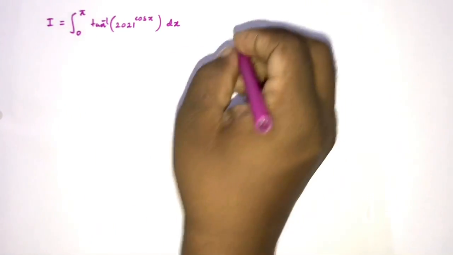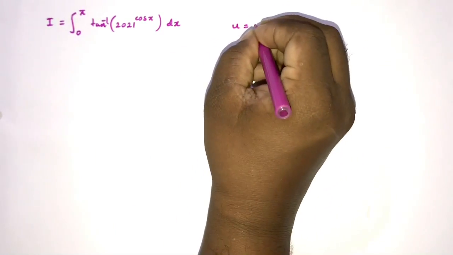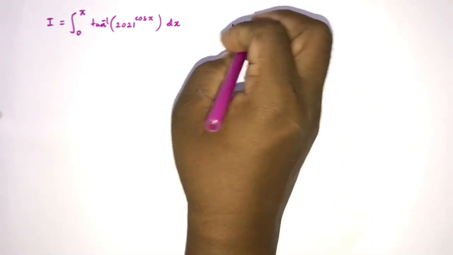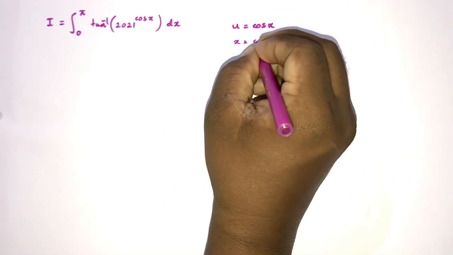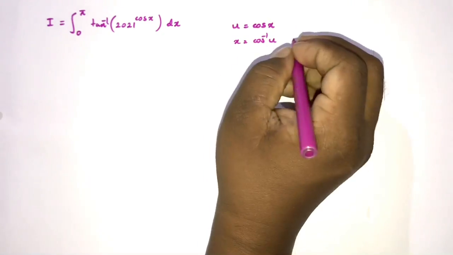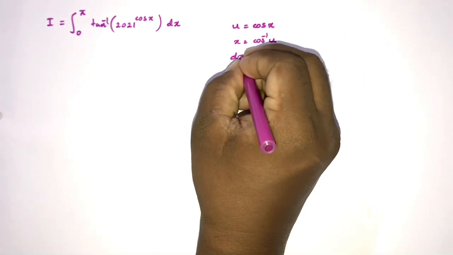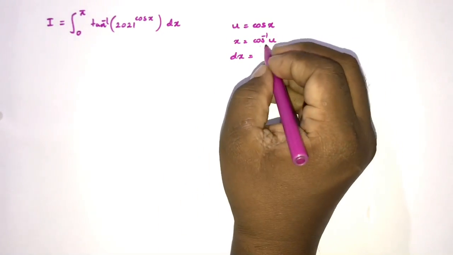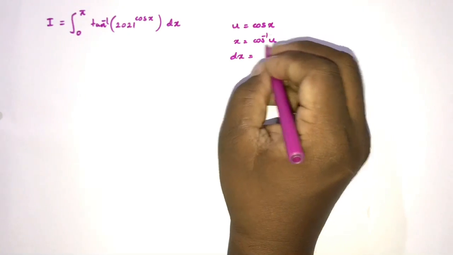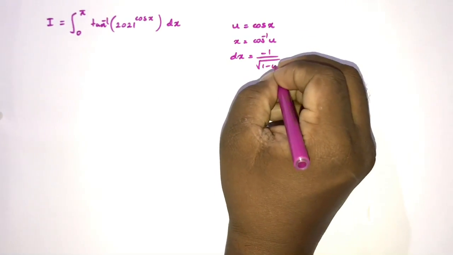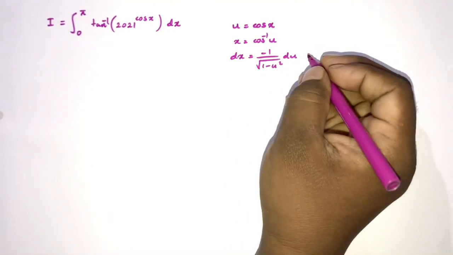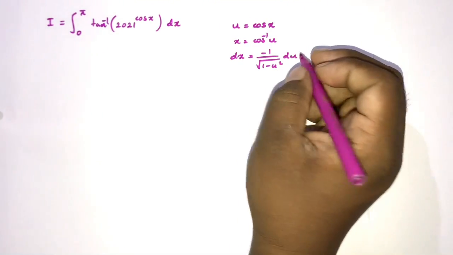with u substitution. u is equal to cosine of x, then we can isolate x is equal to inverse cosine of u, then differentiate: dx is equal to the derivative of inverse cosine of u, we know minus 1 over square root of 1 minus u square du. So now we can plug in here.